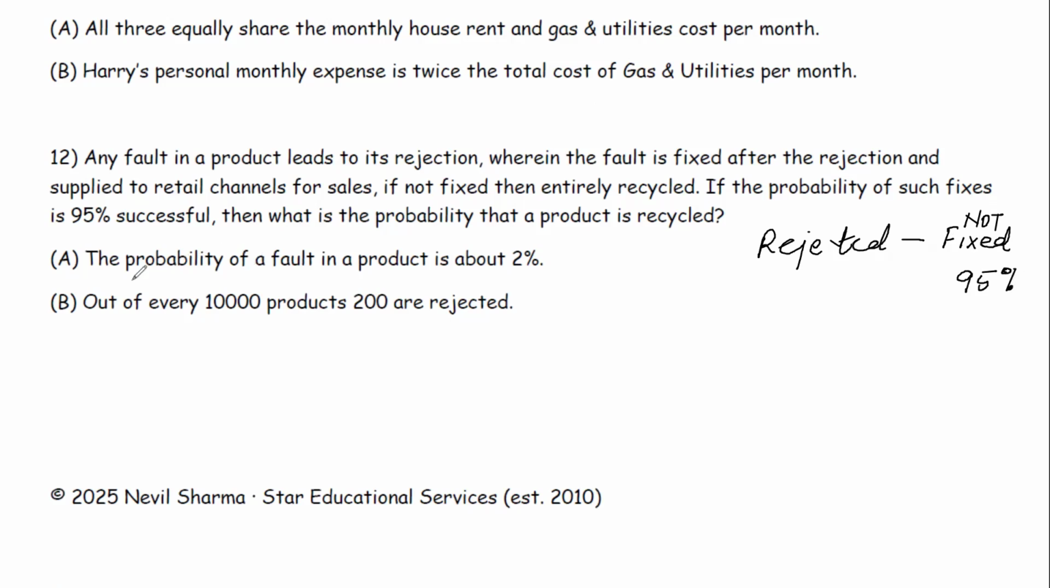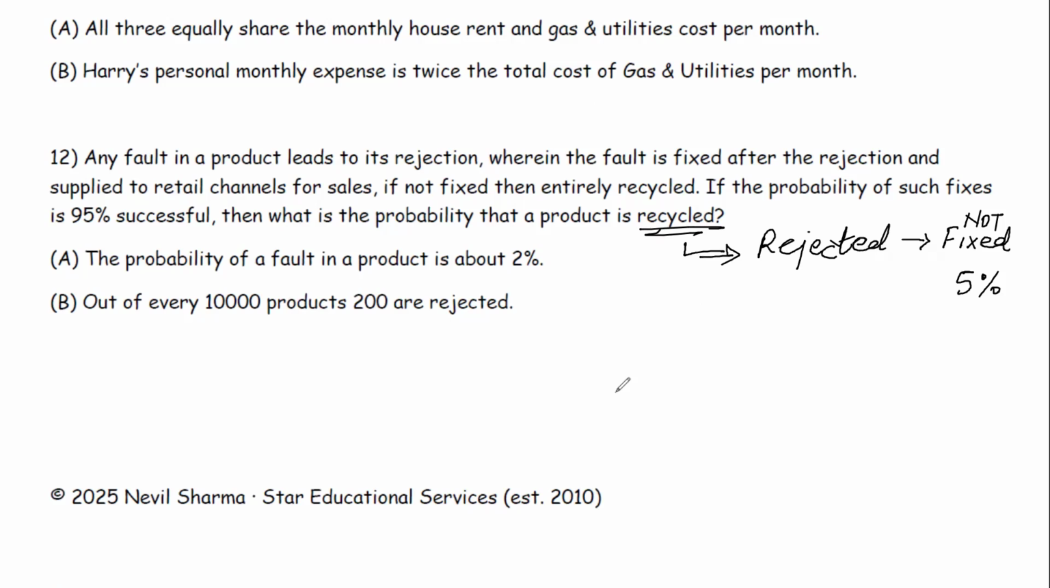But not fixed is 5%. If 95% is successful, then that means it's getting fixed. So not fixed is 5%. All right. So first it needs to get rejected. And then this is for the recycle part. For recycle, this needs to happen: rejected and then not get fixed. Correct. So let's look at each statement.